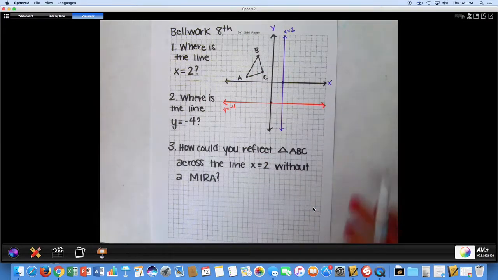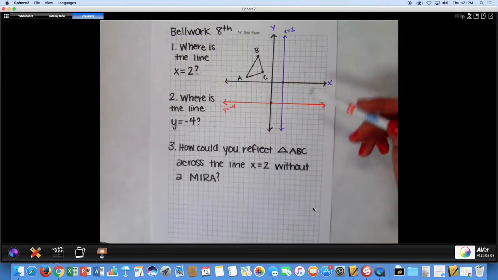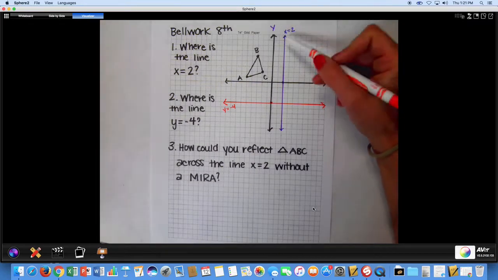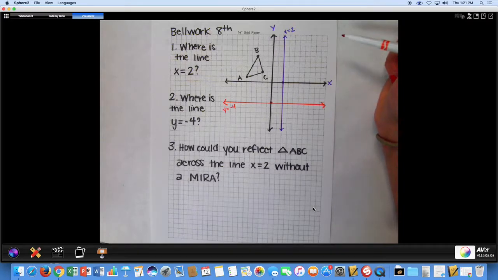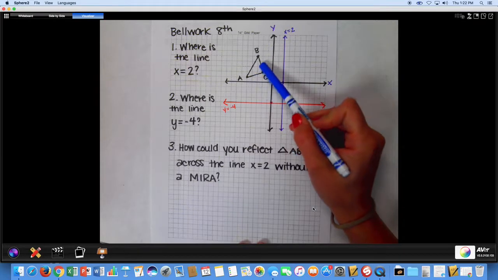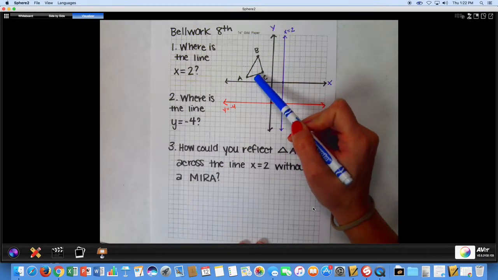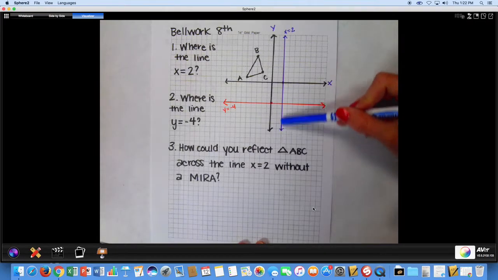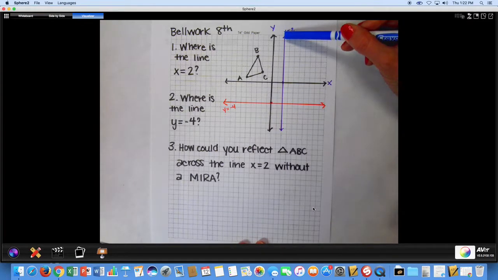They're not parallel. Okay, so now that we figured out how to figure out lines other than the x and y axis, we're going to use them to make reflections without a mirror. So my question for number 3 is going to lead us into our lesson today, and that is, how do you reflect triangle ABC across the line x equal 2 without using a mirror? And this is what you do. So ABC right here is already drawn in for you, and we want to reflect it across this purple line, x equal 2. In order to do that without the mirror, we have to count the squares.